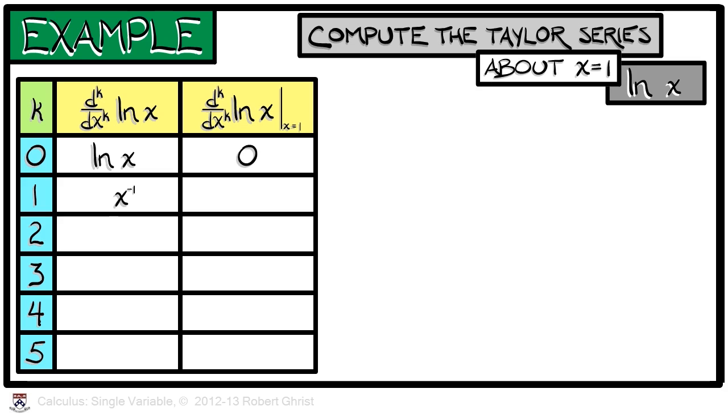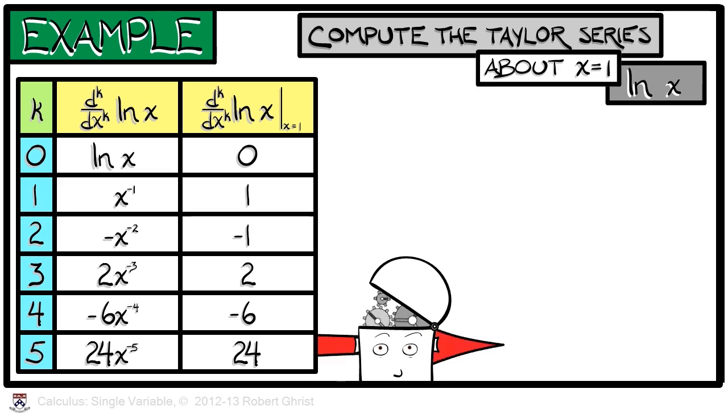The derivative of log of x, you may recall, is 1 over x. Evaluating that at x equals 1 gives us a coefficient of 1. Now, taking the derivative of 1 over x gives us minus x to the negative 2. We evaluate that and continue differentiating as we go, evaluating each term at x equals 1. After computing sufficiently many derivatives, you start to see a pattern.